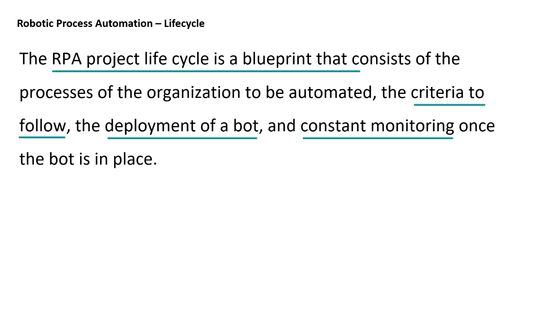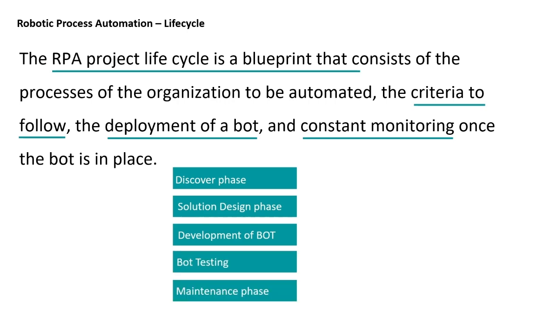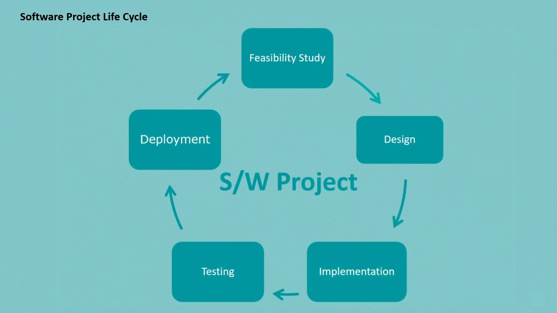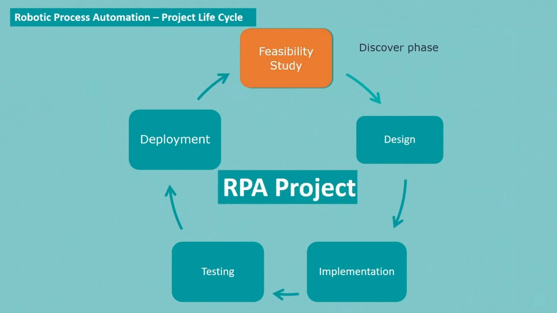So, the different phases of a robotic process automation lifecycle are the discovery phase, followed by the solution design phase, development of the bot, followed by the bot testing, and the maintenance phase, where the monitoring of bot is done. So, as we know that every software project has a lifecycle, which has a feasibility study phase followed by the design, implementation, testing, and deployment phases. If we are talking about a robotic process automation lifecycle, the feasibility study is actually a discovery phase where it is identified whether the process which we are thinking to automate is the right candidate for automation.